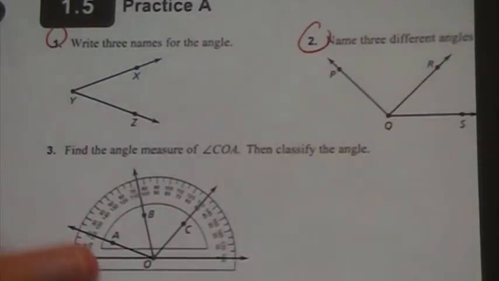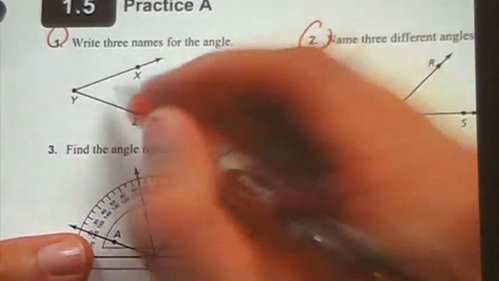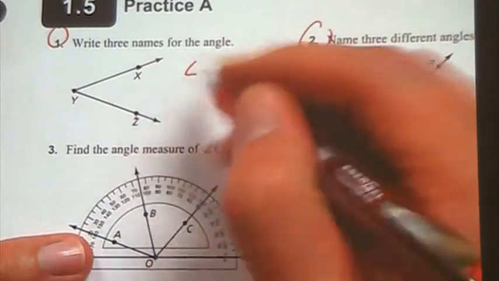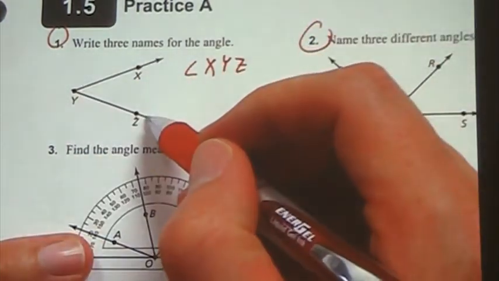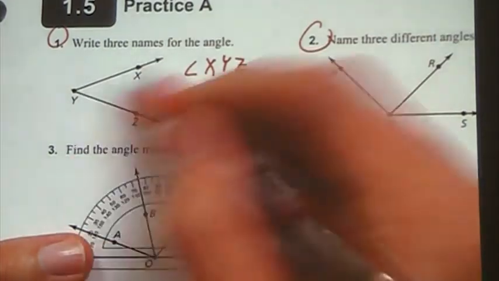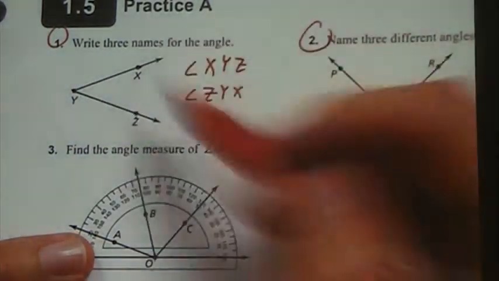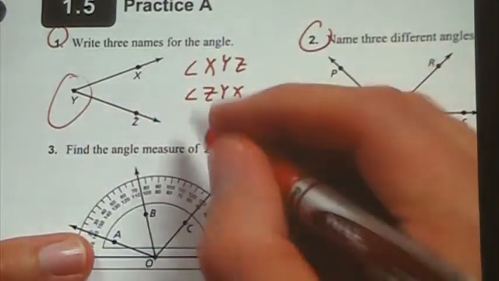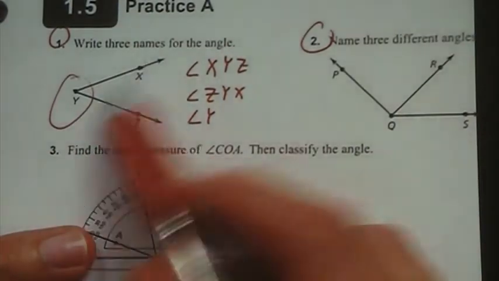So the easiest way is the format where it goes side, vertex, side. So we say angle XYZ. Boom, boom, boom. And we can go backwards also, ZYX. The last way you can name it is by using the vertex. So we can say angle Y. That's going to work in this case because there's only one angle.